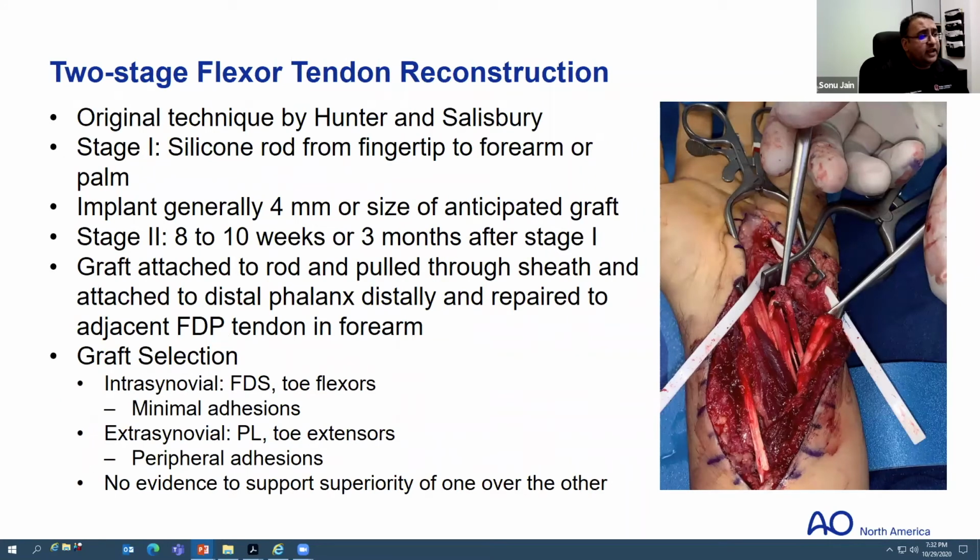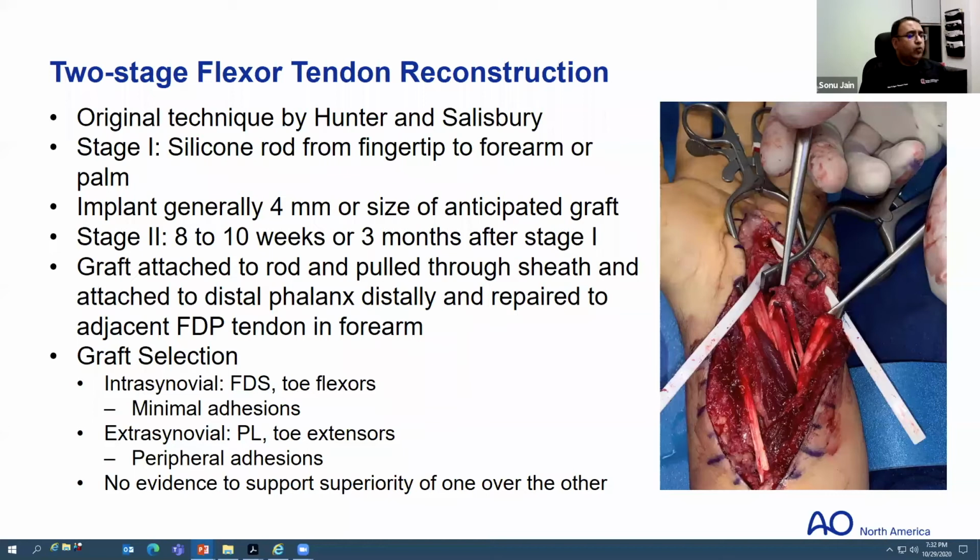So the two-stage flexor reconstruction, which we tend to see more often here, was originally described by Hunter and Salisbury. So stage one, you placed a silicone rod from the fingertip to the forearm or the palm. Usually it was about a 4 millimeter or whatever size you anticipated of your graft. And then stage two, 2 to 3 months later, you'd go in and take your graft, attach it to the rod proximally, and pull it through your pseudosheath into the distal phalangeal base and attach it there, and then you'd repair to your adjacent FDP tendon in the forearm.